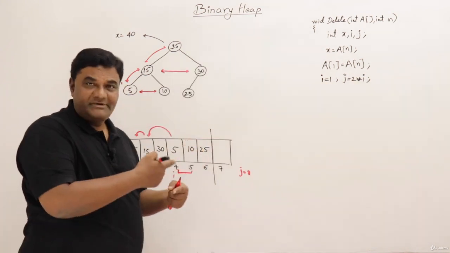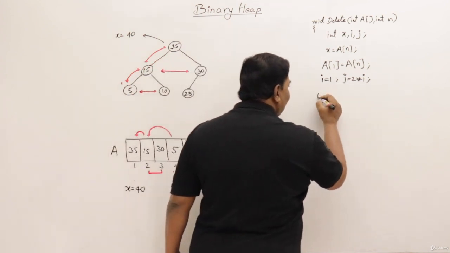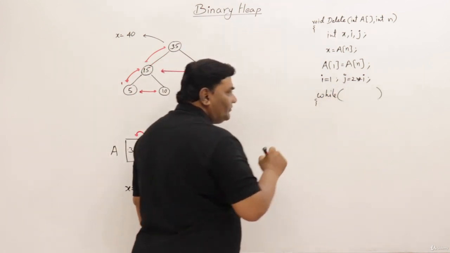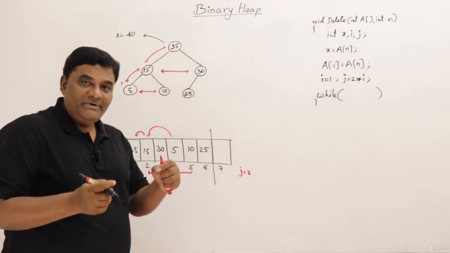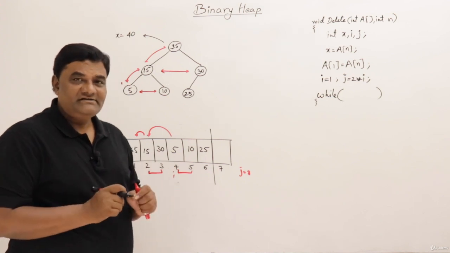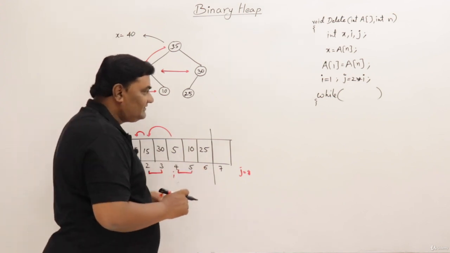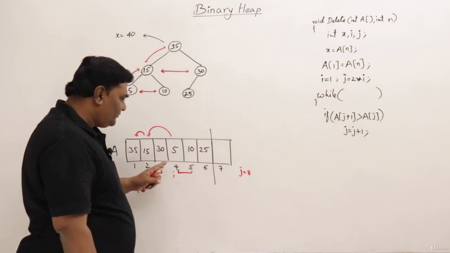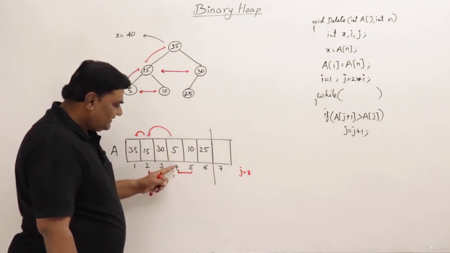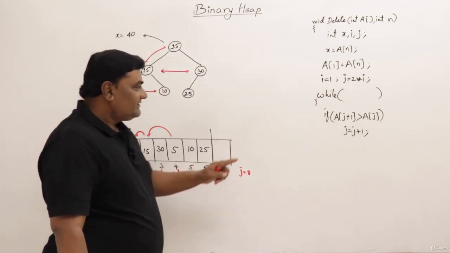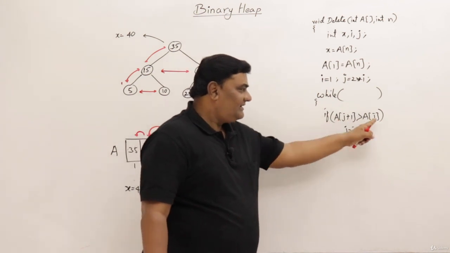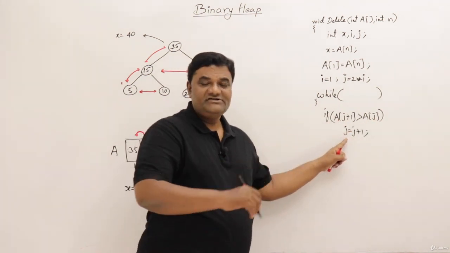Now the procedure is repeating. So I have to write a loop. So I will write a while loop. What I have to do every time? Compare left child and right child. Whichever child is greater, let j point on that child. See, suppose j is pointing here at 4, then right child is next element only. So if A of j plus 1 is greater than A of j, then move j to right child.